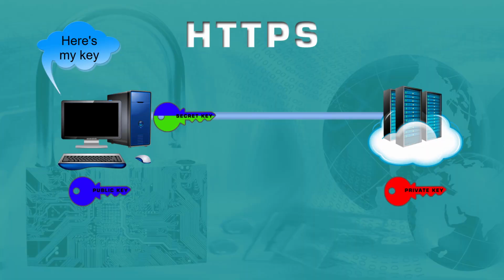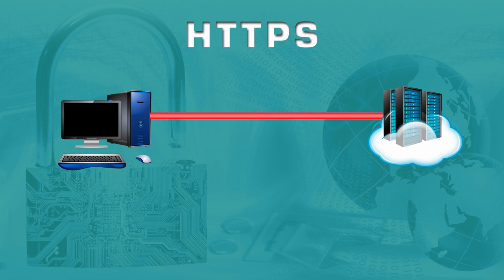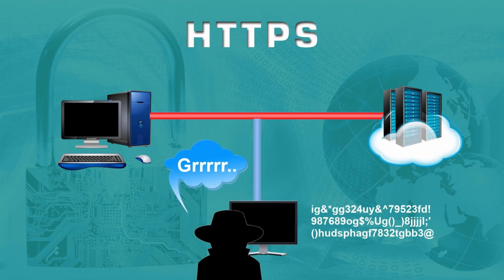Once verified, your computer then sends a new secret key encrypted with Google.ca's public key. And because Google.ca has the private key, only they can decrypt the data being sent. Google.ca then starts communicating with you using an encrypted connection. A hacker cannot decrypt the data because they do not have Google.ca's private key. It does not matter if they have the public key.